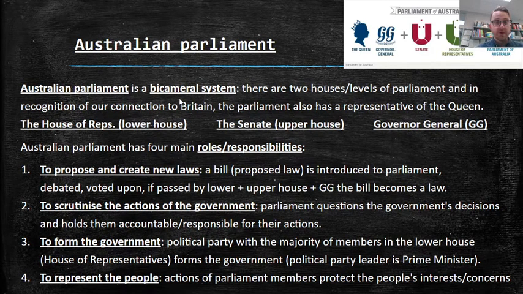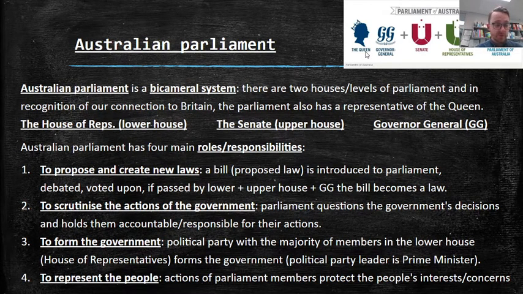So if you're thinking bicameral, think bicycle, think biplane. So bi is two, cameral, you can think of the crown, the Queen, and that makes up the two levels. So bi, two houses, two levels of Parliament, and then cameral is our connection to the crown.